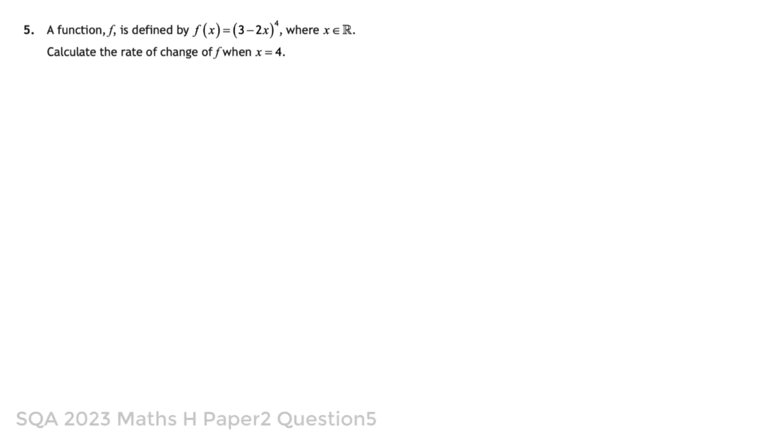So here's question 5. We're given a function f, which is defined by this formula here, and we have to calculate the rate of change of f when x equals 4. So first of all, you should remember that rate of change just means differentiate. So we have to differentiate this.